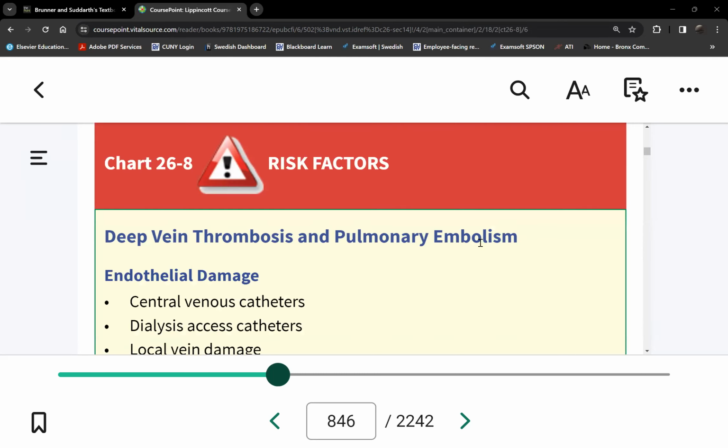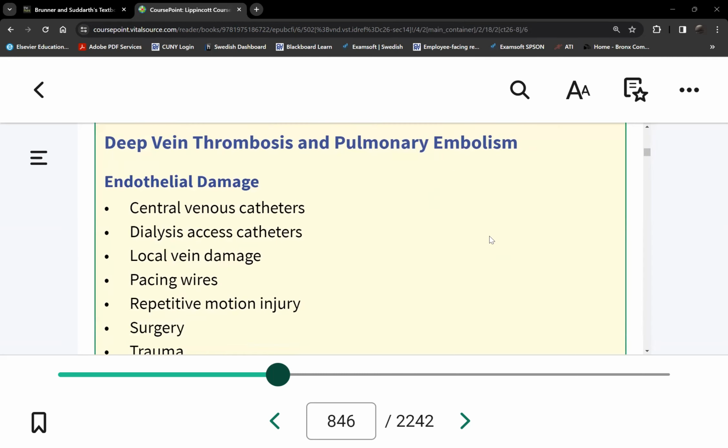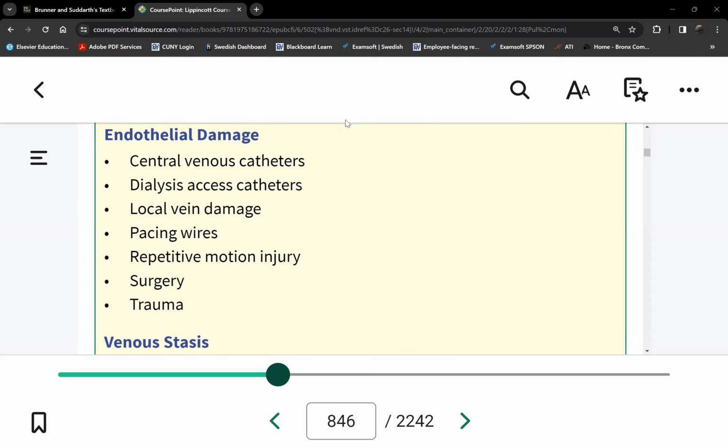Okay. So here are your risk factors. Basically, the Virchow's triad. So Virchow's triad are endothelial injury, hypercoagulability, and venous stasis. Okay. So these three conditions promote the formation of clot. So endothelial injury, any trauma done to a blood vessel. That blood vessel could be a capillary, a vein, or an artery.